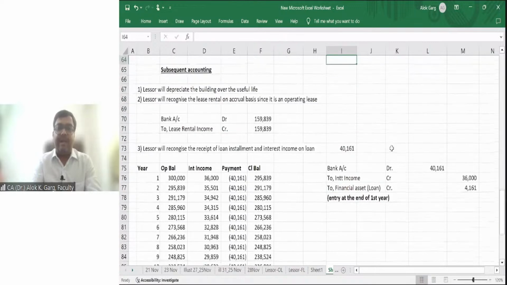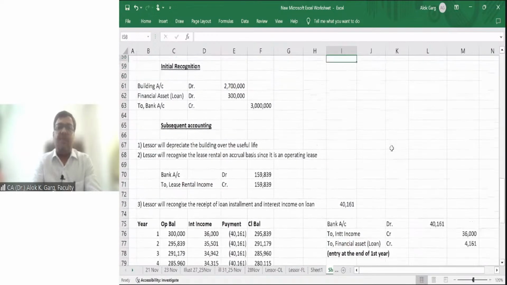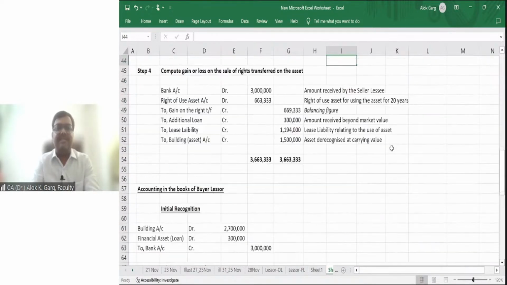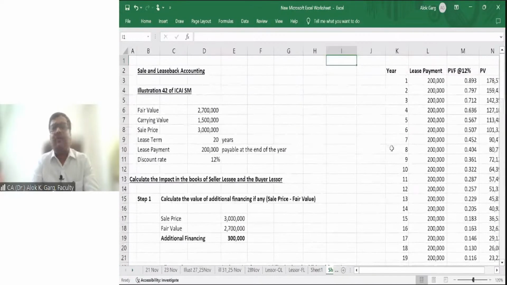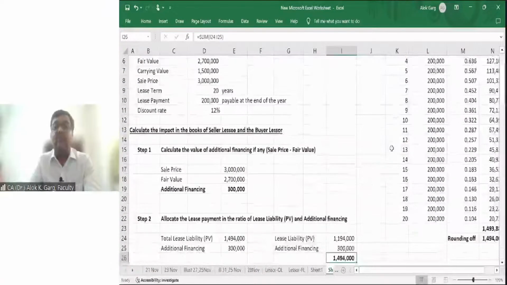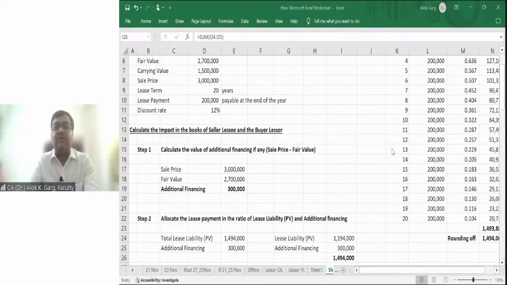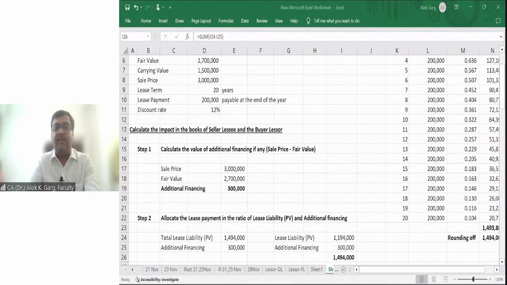Friends, I have already given all the calculation and accounting entries in detail on the sale and leaseback arrangement. Do let me know if you have any question relating to the sale and leaseback accounting in the books of the seller lessee or in the books of the buyer lessor. If you don't have any question, I would be happy to conclude the session, right?